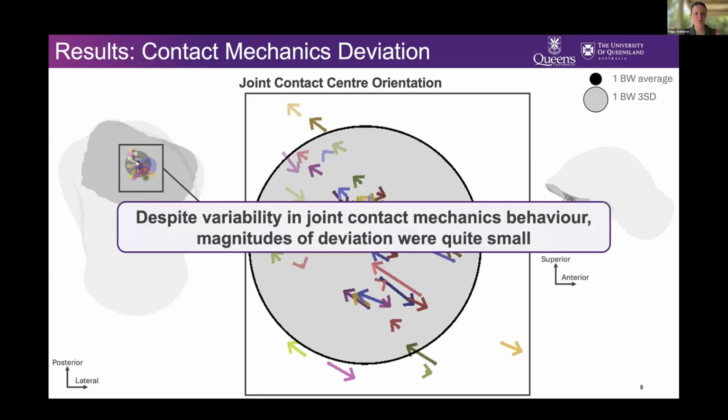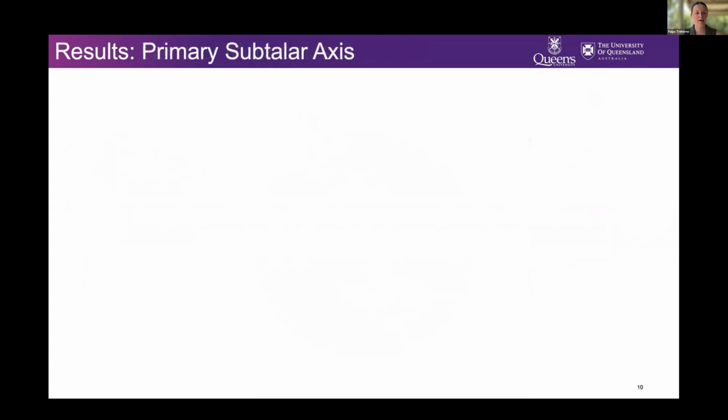So what we saw was that despite there being variability in the behavior of our contact mechanics under load, the overall deviations were quite small, suggesting that the subtalar joint loading behaviors are relatively stable when put into an overloaded position. But we also wanted to look at whether there is a way we can predict if somebody's going to have large deviations or small deviations with the data that we had.